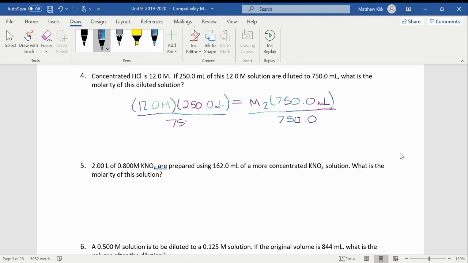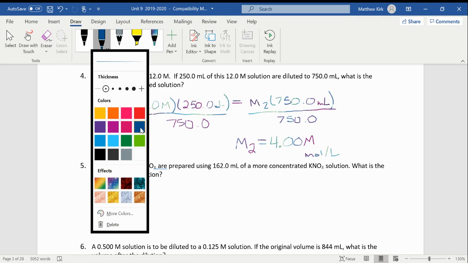So 12 times 250 divided by 750, and we would get an M2 of 4, but we have to watch for our sig figs here. I think we need 3, right? Is it 3 or fewest? Yeah, 3 sig figs in 12.0. So that resulting molarity would be 4.00, and then throw that capital M on there, or you could underline it, or you could write moles per liter as our unit for molarity.